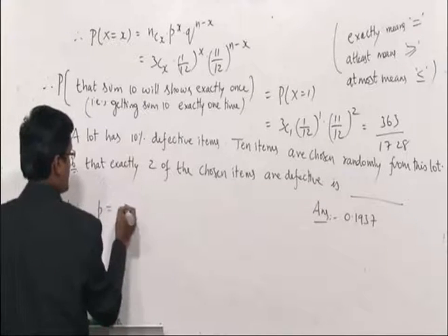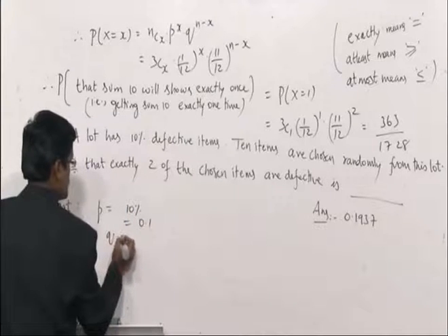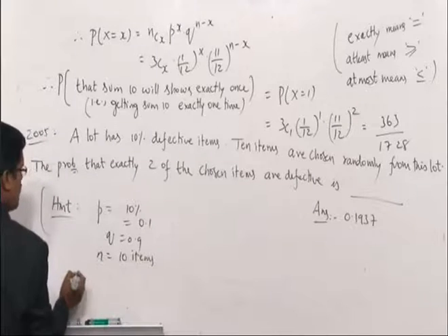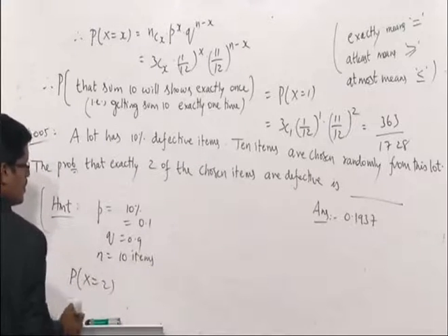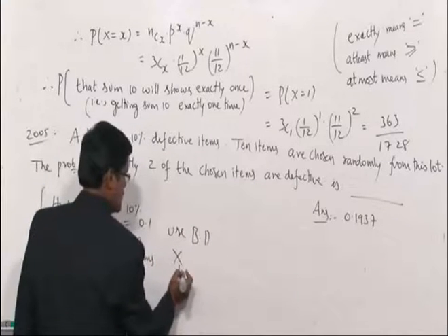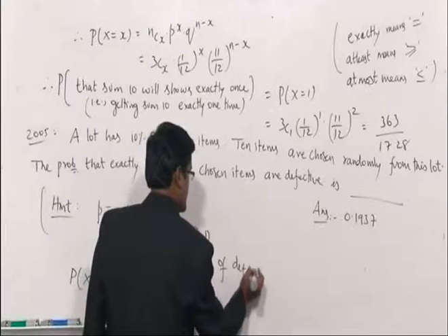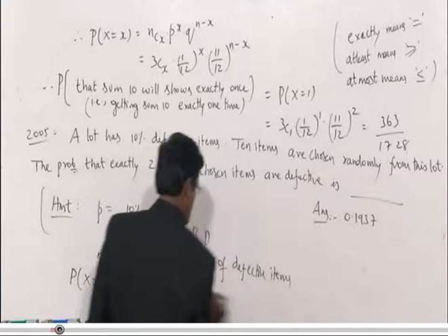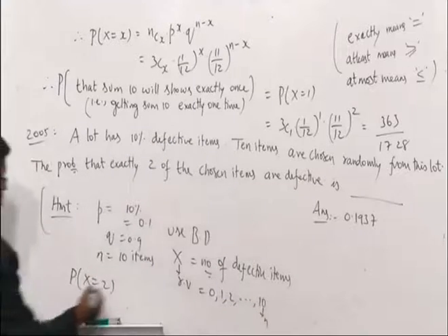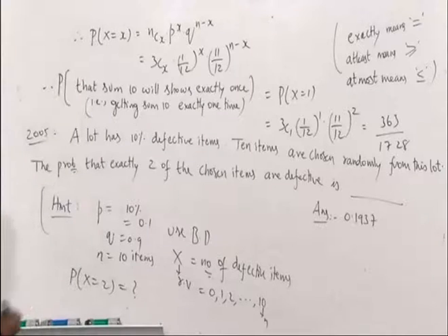P is equal to probability of getting defective 10%, that is 0.1. Q is equal to 0.9. N is equal to 10 items. X you define, then finally we require P of X is equal to 2. Use binomial distribution as above and define X, our random variable, as number of defective items. That means 0, 1, and so on up to 10, the last value is N. Then you require, according to the sentence, P of X is equal to 2. Substitute here. Answer is 0.1937.